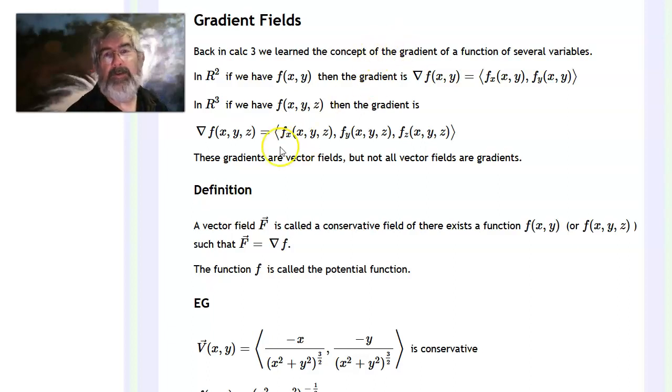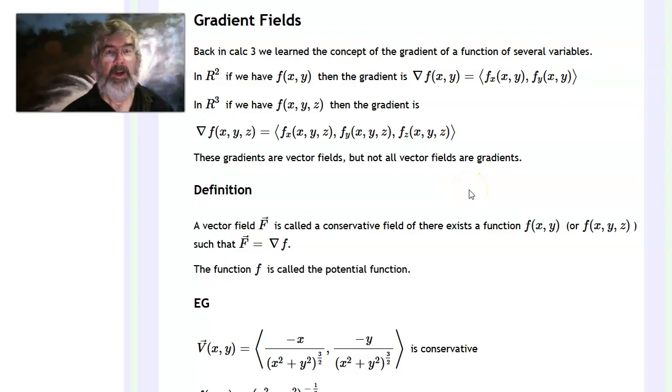Likewise, if you had a function of three variables, f of x, y, and z, then the gradient was a vector in three space, where the first component is the partial with respect to x, the second component is the partial with respect to y, and the third component is the partial with respect to z. Again, each of those are functions of x, y, and z. So these gradients are actually vector fields.